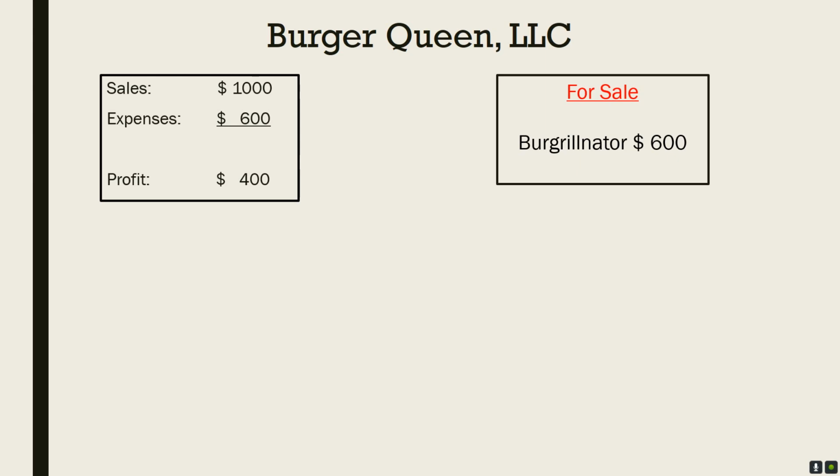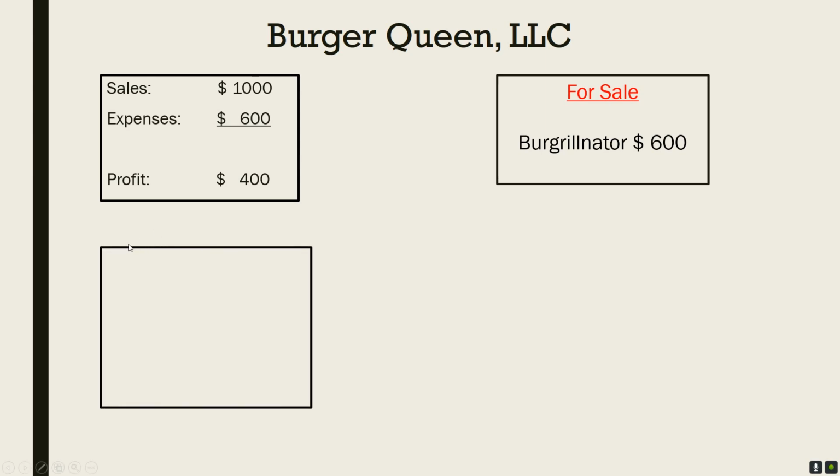They could issue bonds. Bonds we'll talk about in another video, or other investments. But instead, they're going to issue common stock. To issue common stock, first you'd have to determine how much the company is worth.